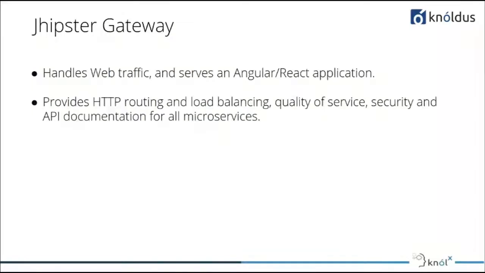Now, JHipster Gateway. The JHipster Gateway is a web application that handles all the web traffic, and it provides our microservices the front end application as well. It provides HTTP routing and load balancing, and we can also see the quality of the services. It also has all the API documentation, so whichever APIs our system has, we can see their documentation there.